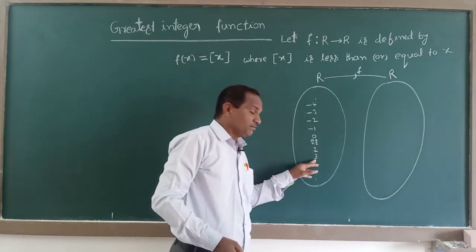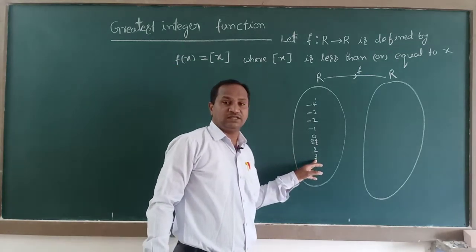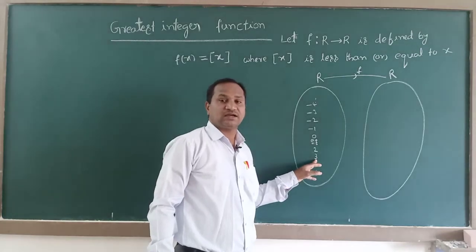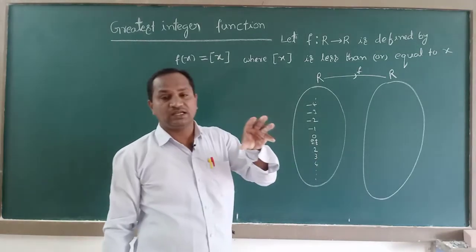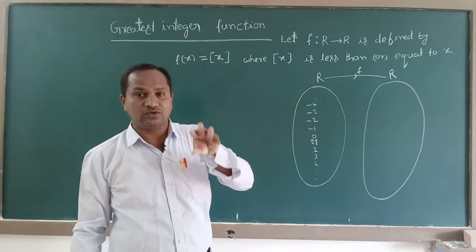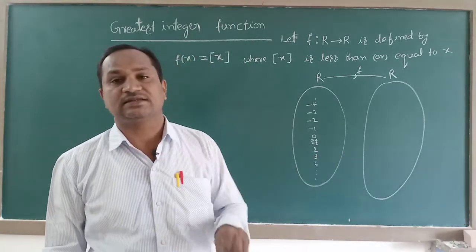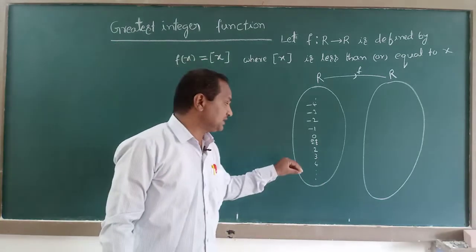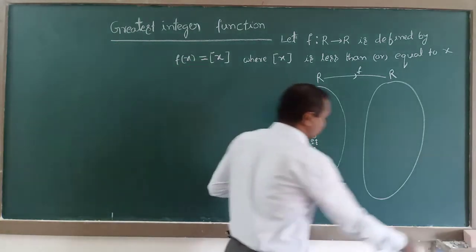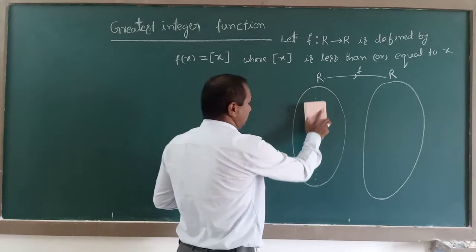We must take, between these two numbers, those numbers also and collect them here. These numbers are very important in the case of the greatest integer function. Now we must take them here. I will show you how, like this.